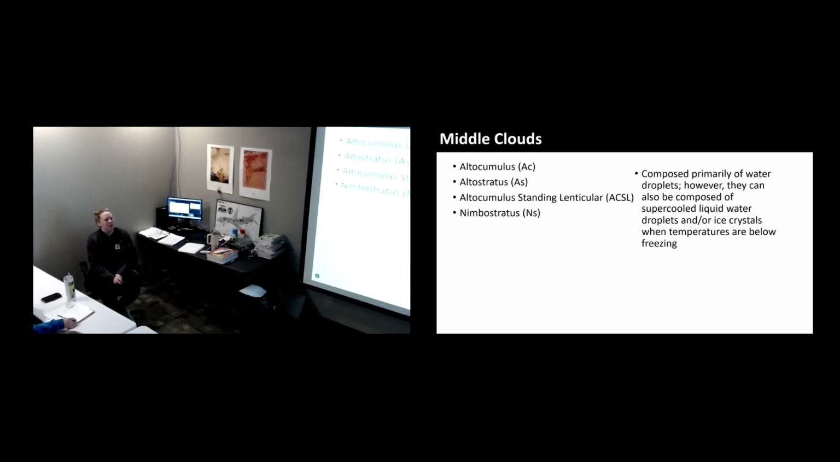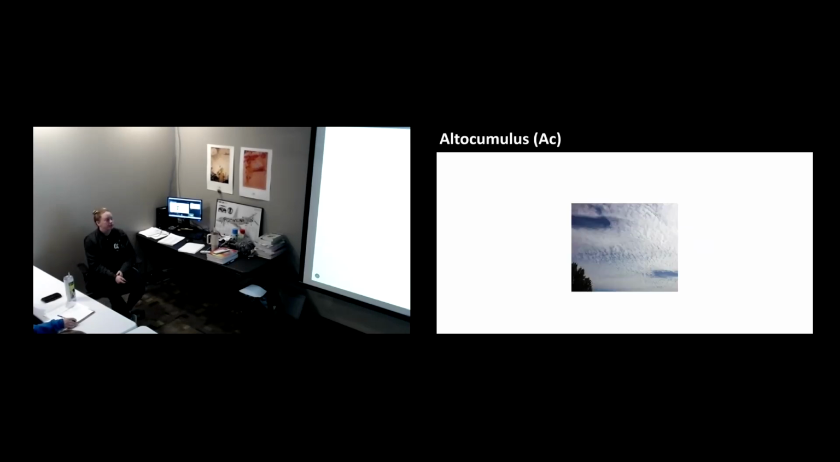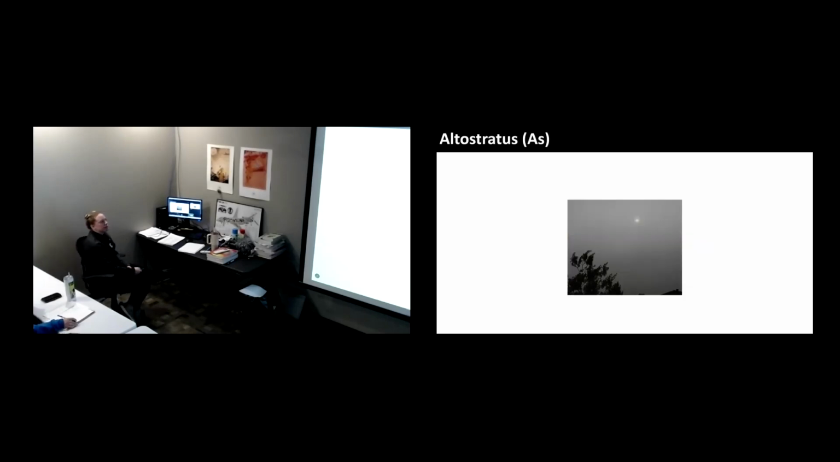Nimbostratus, composed of water droplets. However, they can be composed of supercooled liquid water droplets and/or ice crystals when temperatures are below freezing. So here's what altocumulus looks like. Pilots flying through altocumulus can expect some turbulence and small amounts of icing. Altostratus, pilots can expect little to no turbulence, but light to moderate icing in the supercooled water regions.